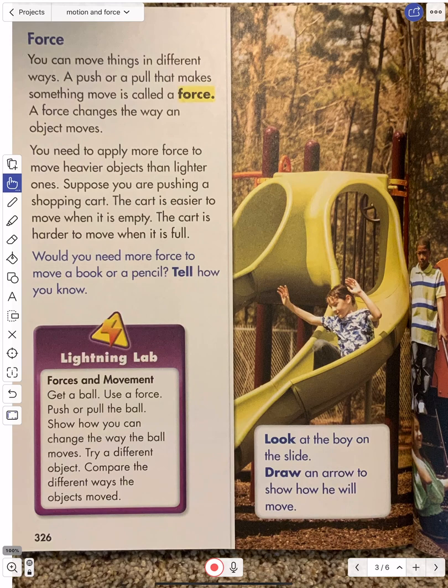You need to apply more force to move heavier objects than lighter ones. Suppose you're pushing a shopping cart. The cart is easier to move when it is empty. The cart is harder to move when it is full. The question for you to think about is, would you need more force to move a book or a pencil? Tell how you know. There is a lightning lab activity, and that is to use a ball and compare some ways that the objects move and how your push and your pull affects the ball.